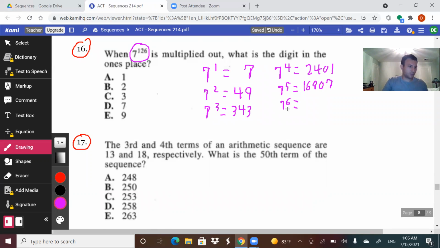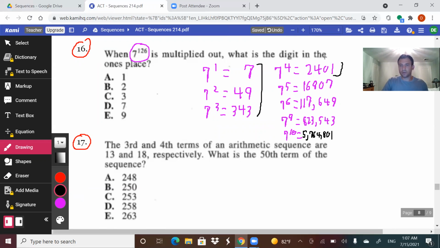7 to the sixth, and hopefully you're noticing a pattern here, is going to be 117,649. 7 to the seventh, 823,543. You can probably guess what 7 to the 10th is going to be. Our ones digit is going to end up being a 1. And try it in your calculator if you don't believe me, or even if you do believe me. So we get 5,764,801. Okay. What you notice is that we're repeating in a sequence of 4, right?